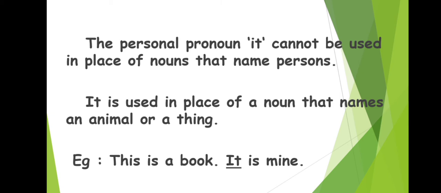Look at the example. This is a book. It is mine. So it stands for book. So it we use only for an animal or a thing. This is the thing, and it is a personal pronoun, but we use it only for an animal or a thing. This is a point you have to keep in your mind always.